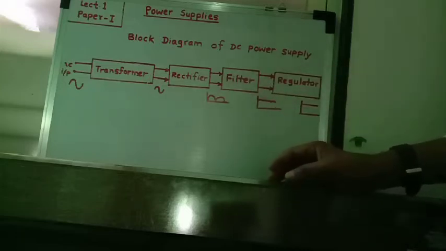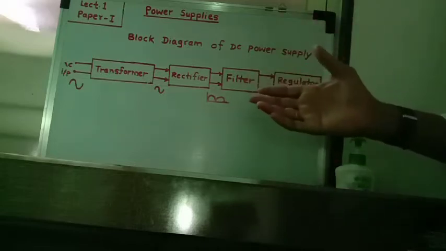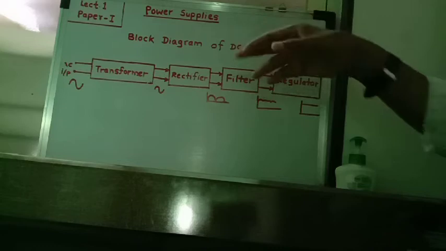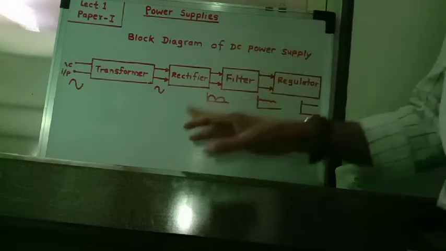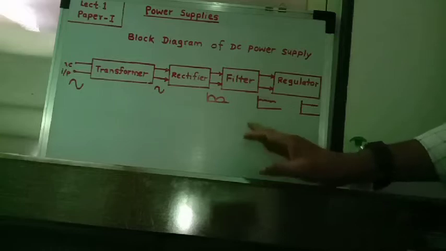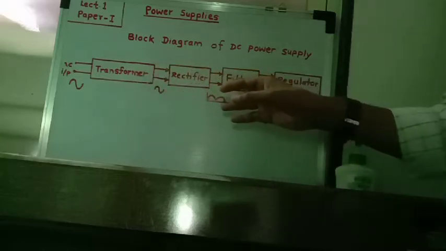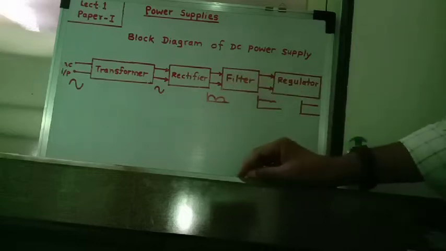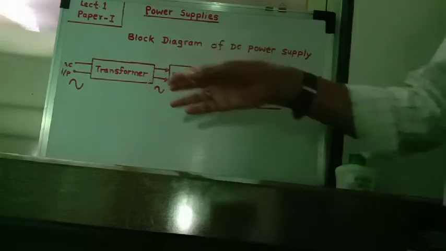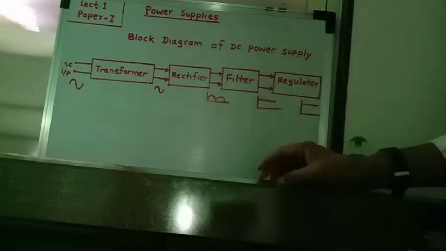DC power supplies provide DC output voltage. These power supplies are of two types: unregulated DC power supplies and regulated DC power supplies. In unregulated power supplies, only the transformer, rectifier and filter circuits are used. But in regulated power supplies, a regulator circuit is also included.